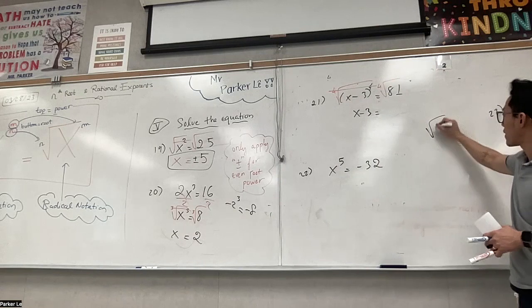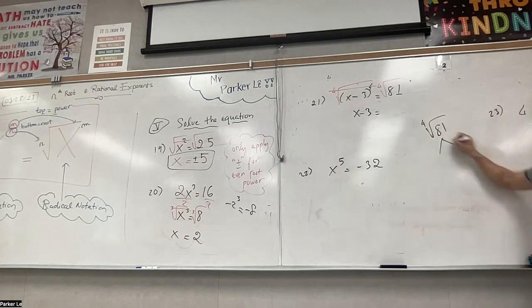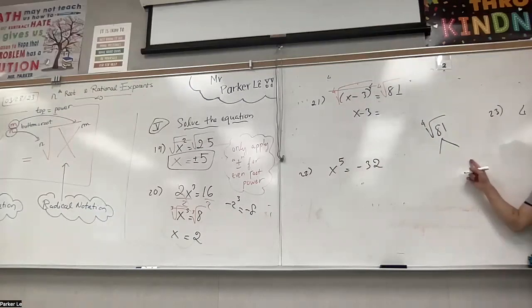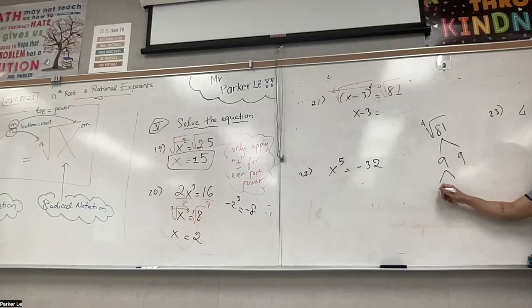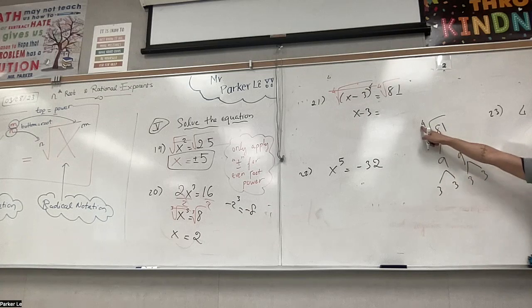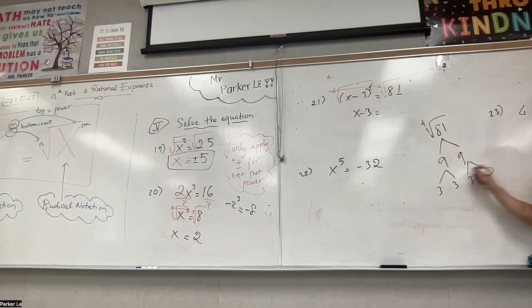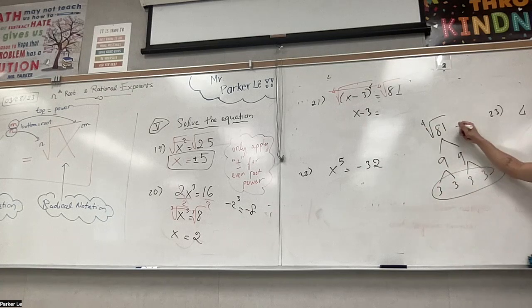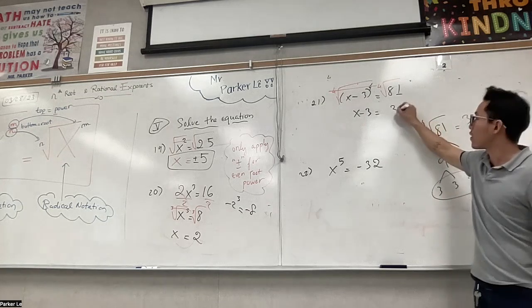What is the 4 root of 81? Let's do it together, okay? 81, what are two numbers multiplied to 81? 9. And what is 9? 3 and 3. 9 is 3 and 3. How many same numbers are you looking for? 4. Do we have enough for 4? Yeah, so this is equal to 3.